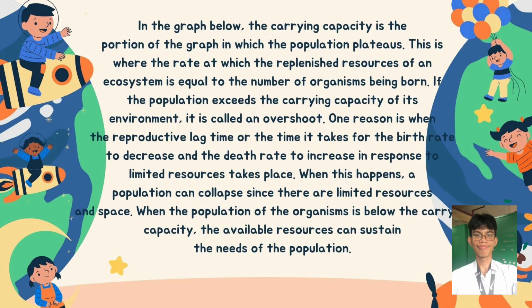If the population exceeds the carrying capacity of its environment, it is called overshoot. One reason is the reproductive lag time, or the time it takes for the birth rate to decrease and the death rate to increase in response to limited resources. When this happens, a population can collapse since there are limited resources and space. When the population of the organism is below carrying capacity, the available resources can sustain the needs of the population.